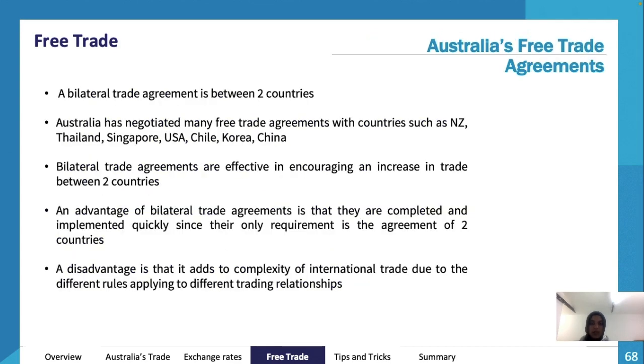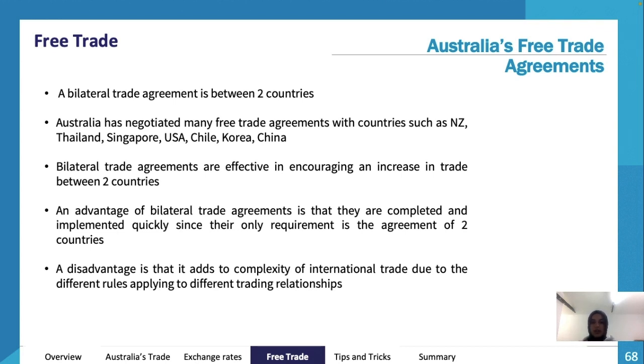All right, so having a look at some of the free trade agreements. We've got bilateral agreements. So bilateral trade agreements is basically an agreement between two countries. For example, Australia has negotiated many free trade agreements with countries such as New Zealand, Thailand, Singapore, US, Chile, Korea, China, etc. So a range of different countries.